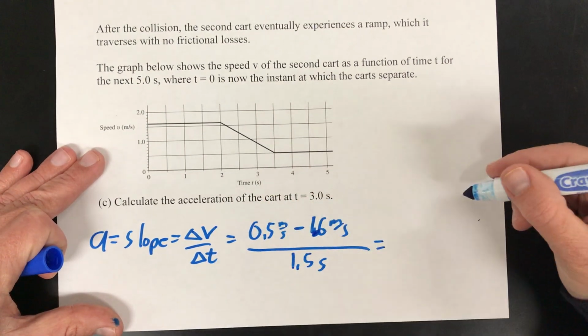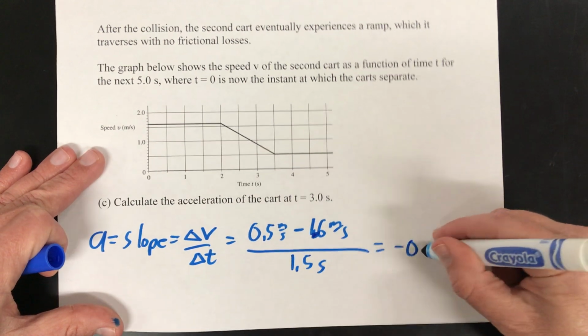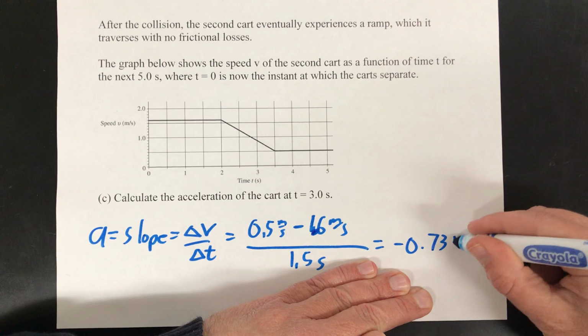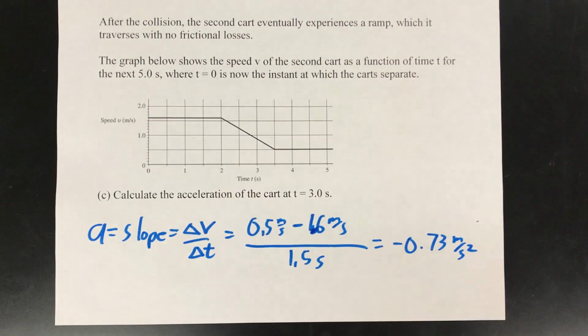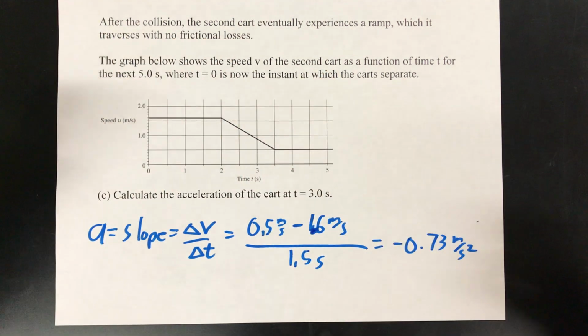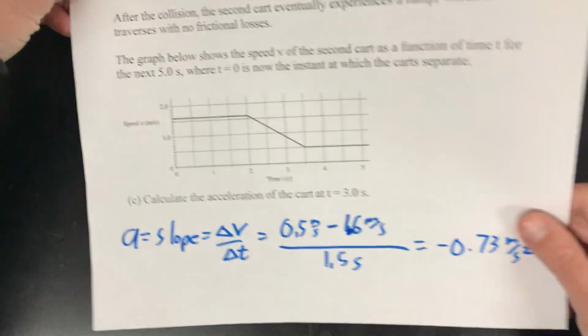So if you do 0.5 minus 1.6 divided by 1.5, you'll get negative 0.73 meters per second squared. So good review from the first kinematic unit there of how to get the acceleration from a speed versus time graph. All right, next one up here.